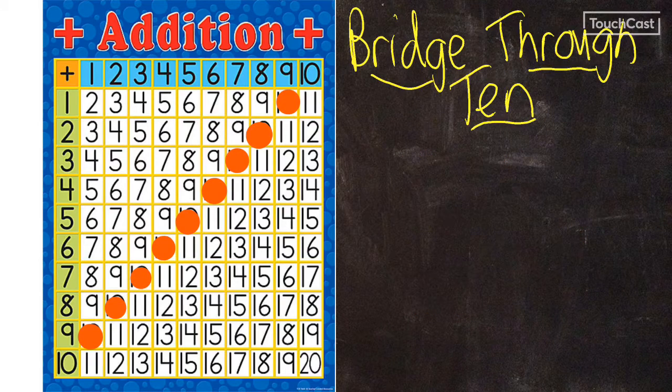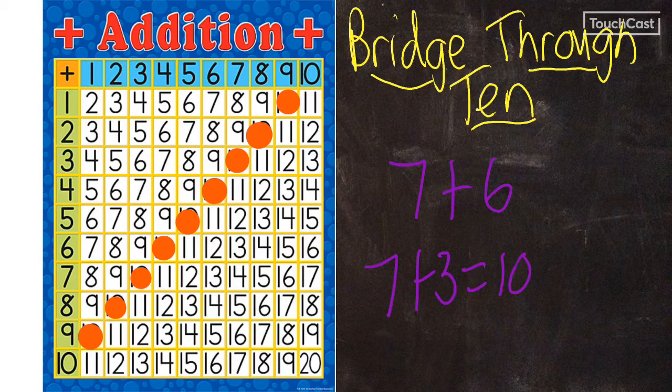So bridging through 10 looks like this. If I have to add together 7 plus 6, well, I know that's going to be more than 10, because if I know my tens facts, I know that 7 plus 3 equals 10. And then because I've added my 3 to get to my bridge of 10, I know that I only have to add 3 more, and then I get to 13. So that's how I use 10 as a bridge to help me with something that goes above 10.